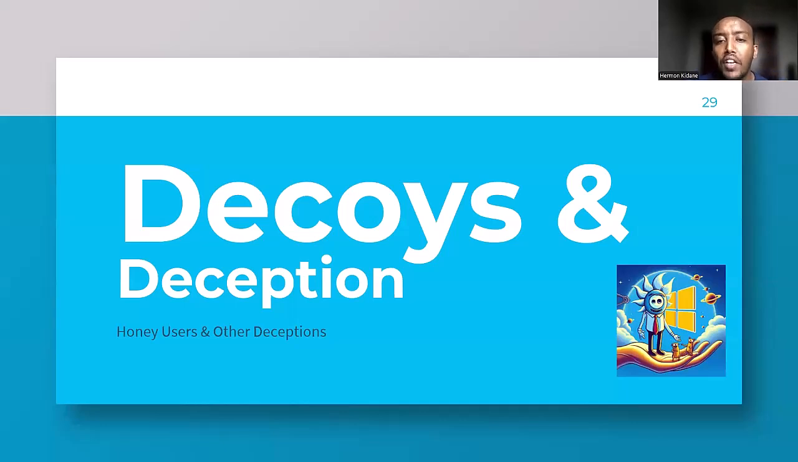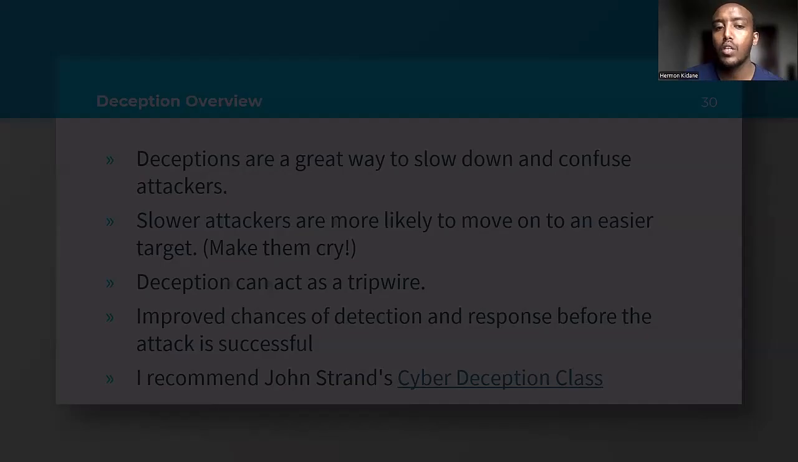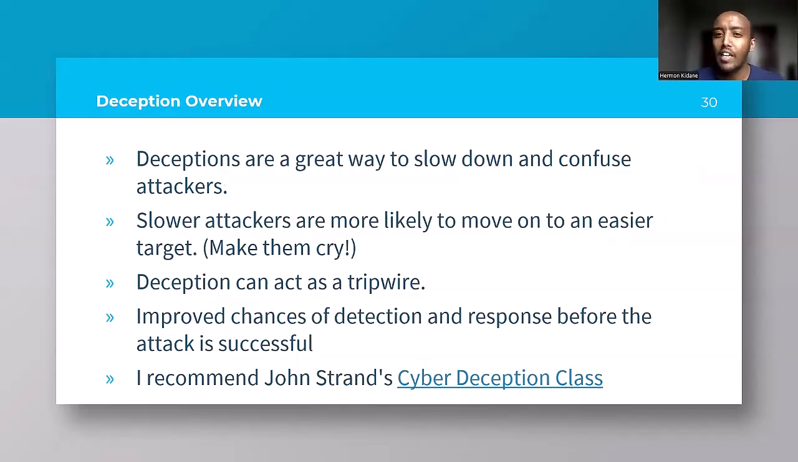Now, another important aspect is deploying decoys or deceptions. Cyber deceptions are a great way to really slow down and confuse attackers. They can also give us a good way to detect attacks better. The idea here is that your detection time and reaction time should be less than the attack time. Before the attacker actually becomes successful in compromising your environment, you can detect them faster and respond to them faster. So you just make the attacker cry, right? That's great. I recommend John Strand's cyber deception class for this one.